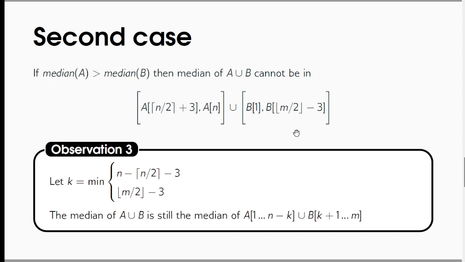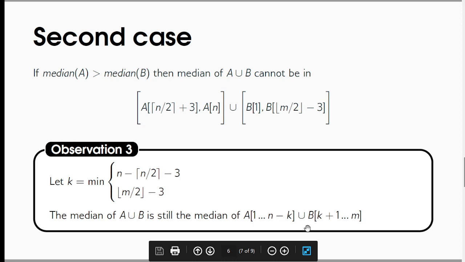Again, let me repeat this. Consider the size of this interval, a of n over 2 plus 3 up to a n, and the size of this interval, b1 up to b of m over 2 minus 3. You look at these two intervals, and each may have different sizes. So you take the smaller of the two in terms of sizes.